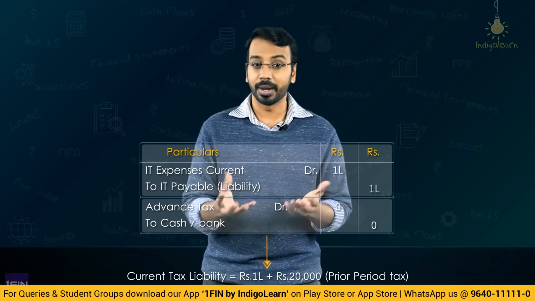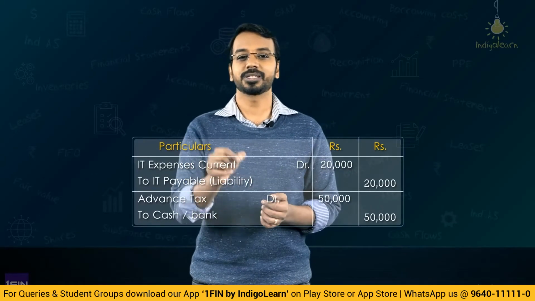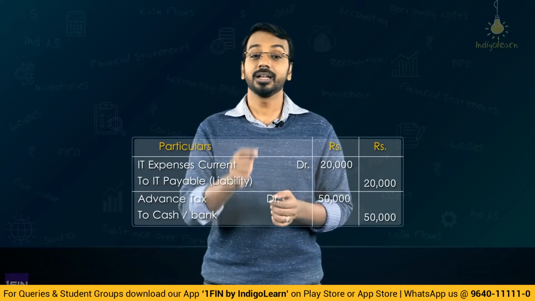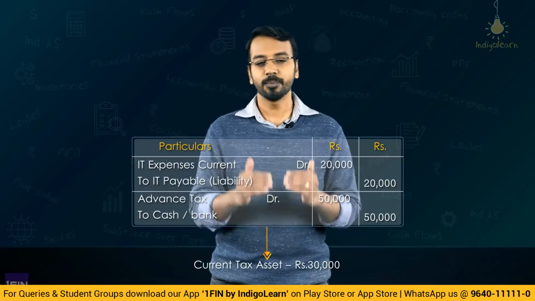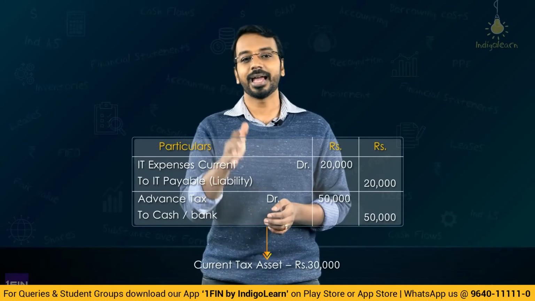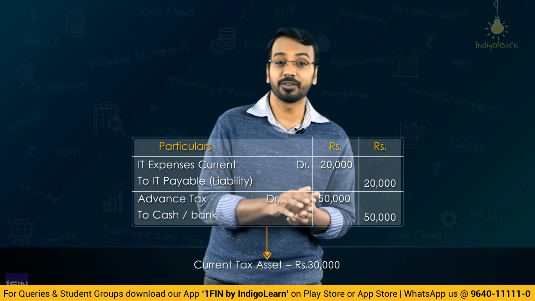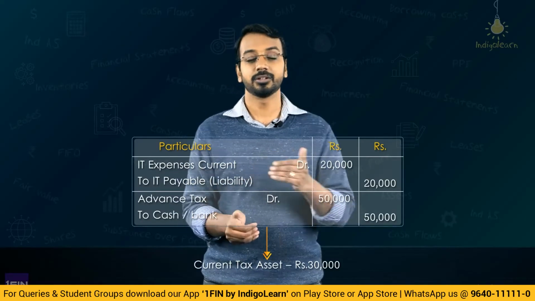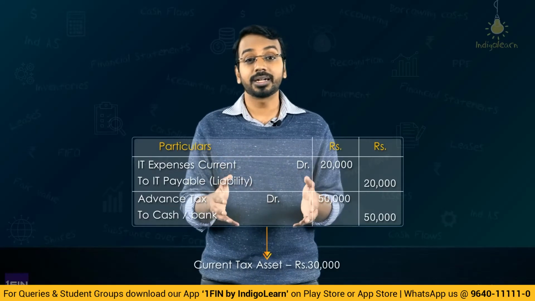Now, say for a moment you have paid advance taxes of 50,000, but the current tax expense comes to only 20,000. Then the difference, 50,000 minus 20,000, you will show as a current asset. So depending on whether you have tax payable for the current period and previous period, you will show it as a current liability. If it is a tax recoverable because you have paid excess tax, you will show it as a current asset.